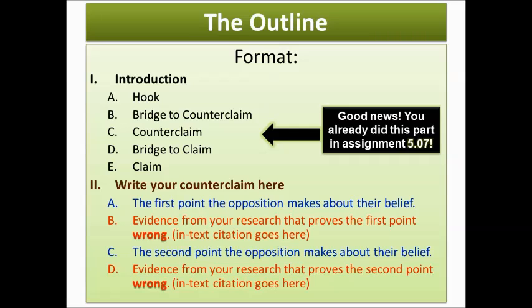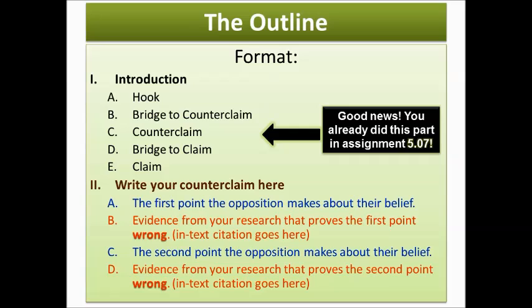2A is the first point that the opposition has to make about their belief. In other words, 2A is the first reason why they believe they are right and they agree with the counterclaim. For item 2B, you will provide evidence from the research you have conducted that proves this first point wrong, because your job is to refute the counterclaim using research. Next to that piece of evidence, you will place your in-text citation.